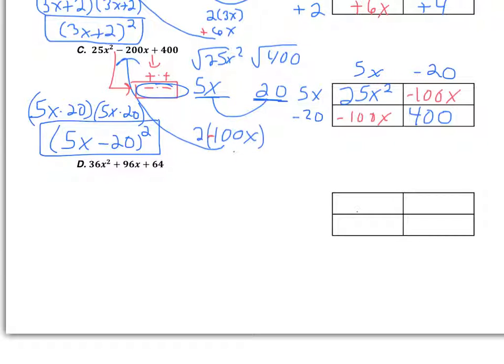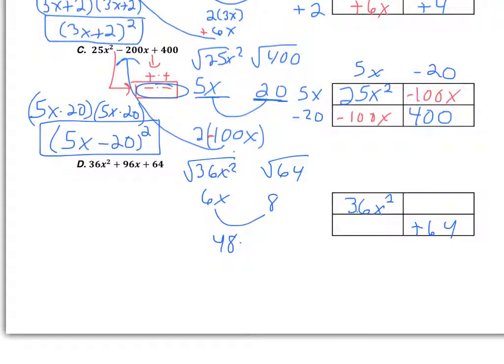Letter D, I have 36x squared plus 64. And if I square root 36x squared, I get 6x. And if I square root 64, I get 8. If I multiply those together, I get 48x. And if I double that, I do get 96. So I know it's a perfect square.